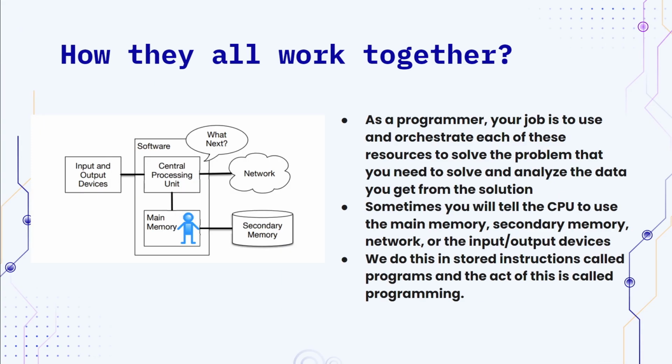So now these things all work together, and your job as a programmer is to orchestrate each of these resources to solve the problem that you need to solve. So for example, you write a line of code, and you're going to send this line of code to the CPU, the central processing unit, and it uses all these other things, the network, the input and output devices, and the main memory to get your desired response. So again, these are stored instructions called programs, and the act of this is called programming.